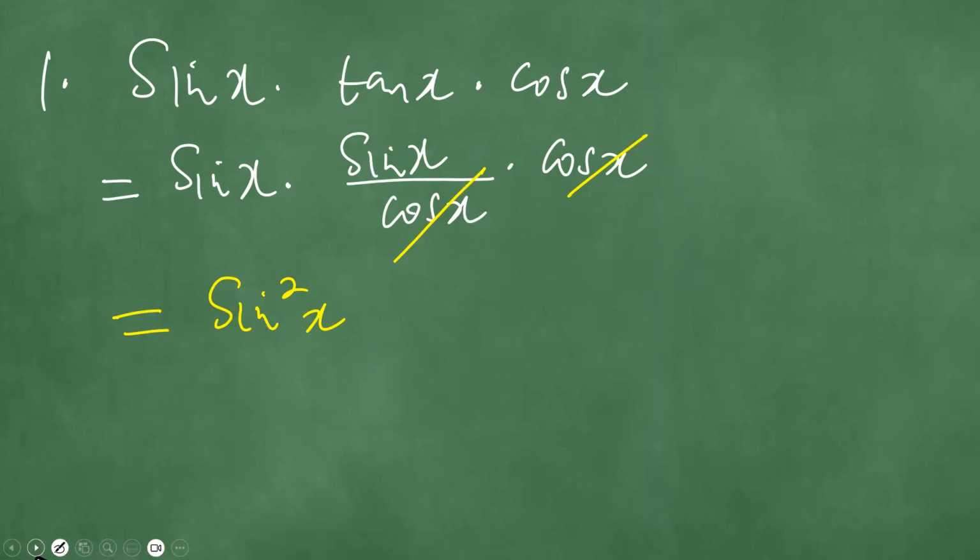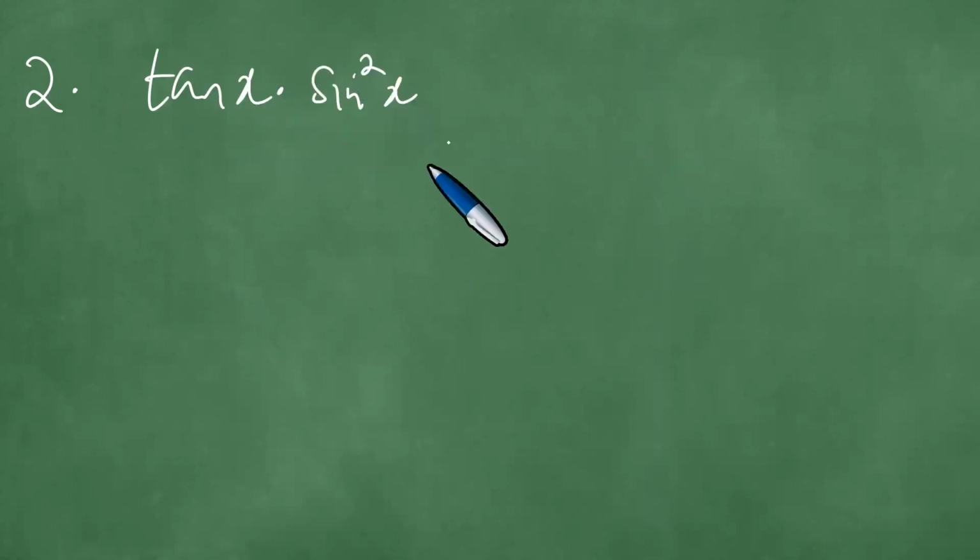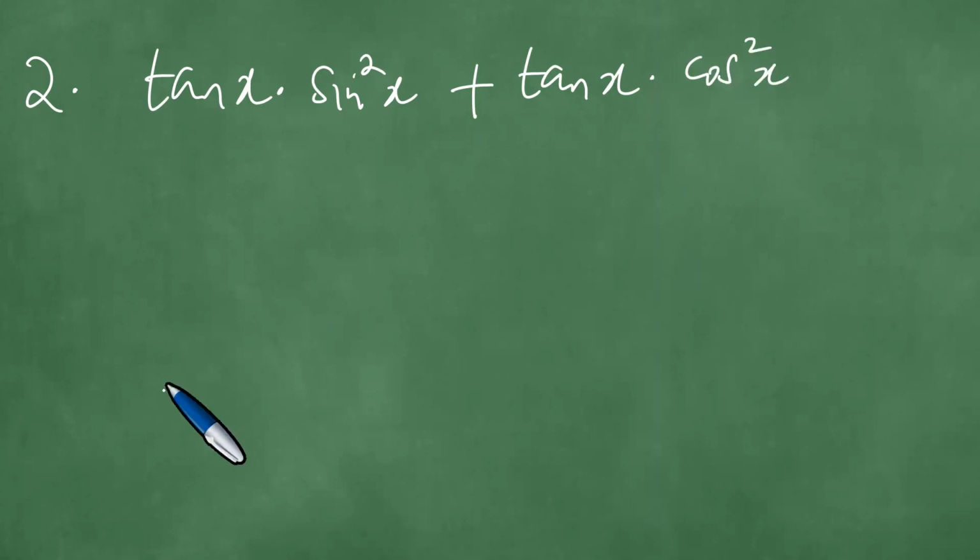Number two is very straightforward but very important. I'm giving it to you, so please pay specific attention and give it all your strength. Tangent of x times sine squared plus the tangent of x multiplied by cosine squared x. What is the answer to this? What do you think? What should we do here to simplify these, Tando? Too difficult.